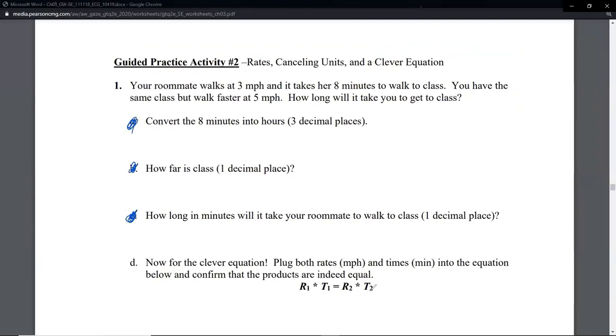So this is the concentration equation, but with more appropriate letters for this problem. Why do we get to use it? Well, let's think about it. Your roommate walks at 3 miles per hour and it takes her 8 minutes to walk to class. You, however, have the same class but walk at a much faster pace at 5 miles per hour. 5 miles per hour is hardly a walk. That's a jog for most people. In fact, I would say for most people, that's a run.